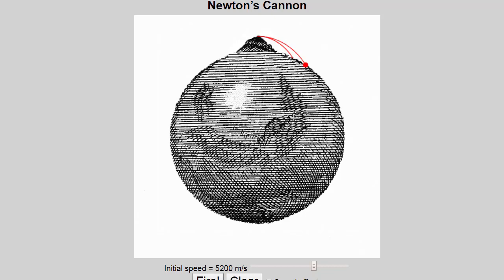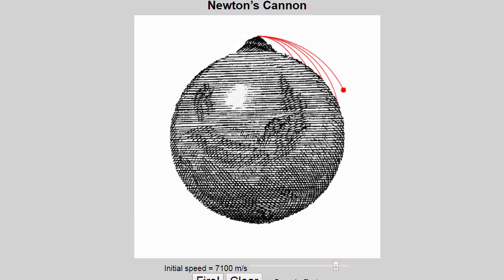Okay, so notice how it went further. That's not all that interesting. But let's go ahead and maybe increase it to 6,000 meters per second. Okay, once again, we got further. What about 6,500 meters per second? Okay, so the projectile got even further. But what about 7,100 meters per second?